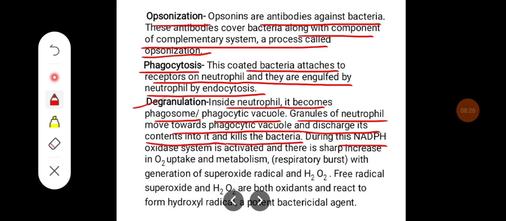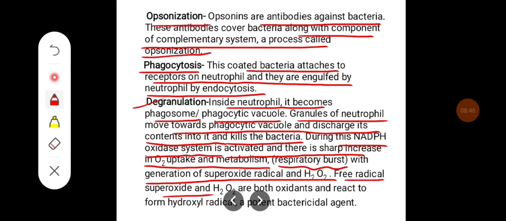During this, the NADPH oxidase system is activated and there is a sharp increase in oxygen uptake and metabolism, which is called the respiratory burst, with generation of superoxide radical and hydrogen peroxide. Free radical superoxide and hydrogen peroxide are both oxidants and react to form hydroxyl radical, a potent bactericidal agent.